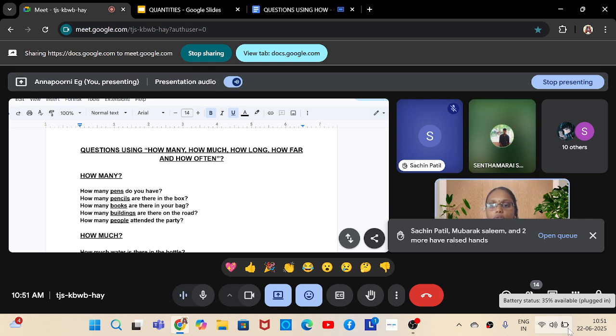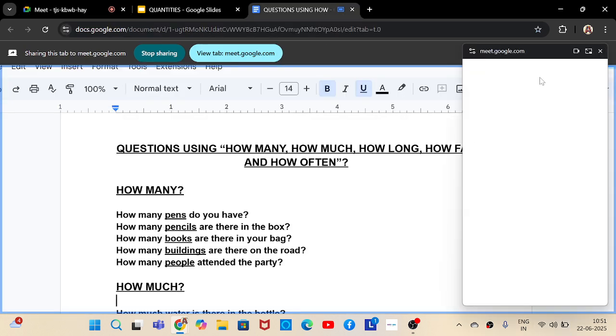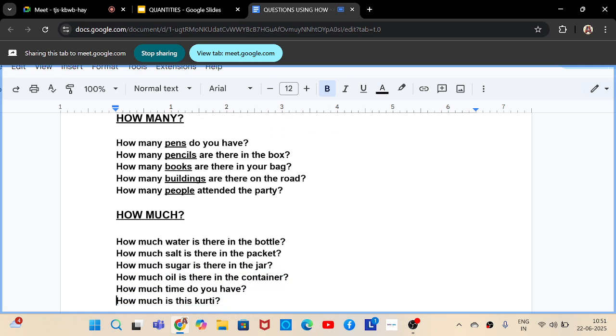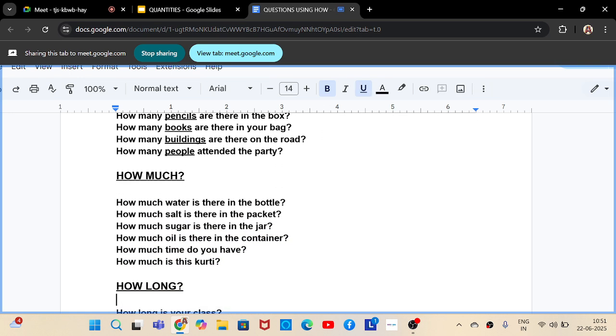Okay, now moving to how much. Okay, I have underlined all the nouns so that you can see all are countable nouns. Pens, pencils, books, buildings, people, all are countable nouns. Now moving to how much. Yes, Sachin, you can read the examples.